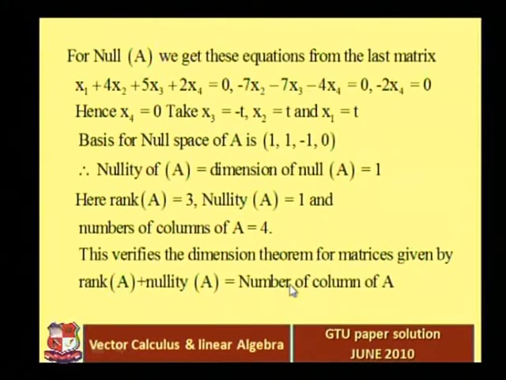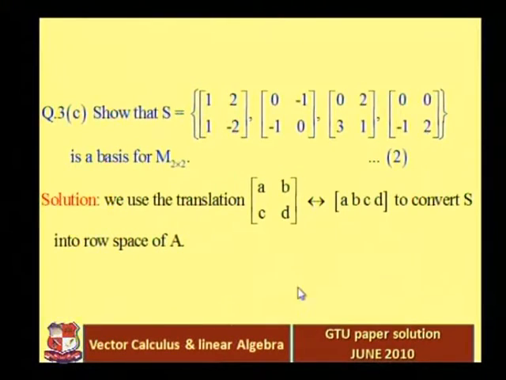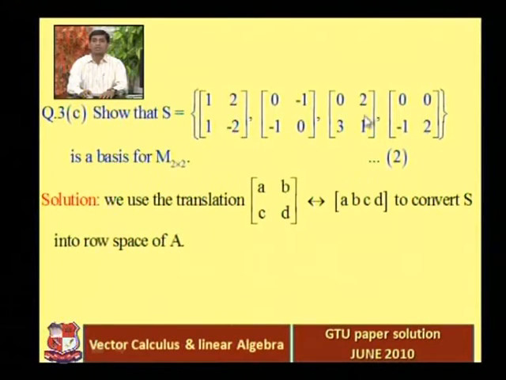Next question, question 3c. Show that S equal to 1 2 1 minus 2, 0 minus 1 minus 1 0, 0 2 3 1, 0 0 minus 1 2 is a basis for the set of 2 cross 2 matrices.